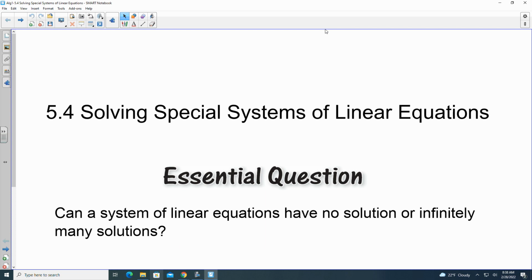In this lesson, we're looking at section 5.4. We're going to be solving special systems of linear equations.